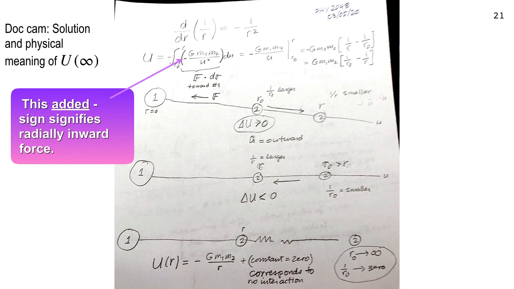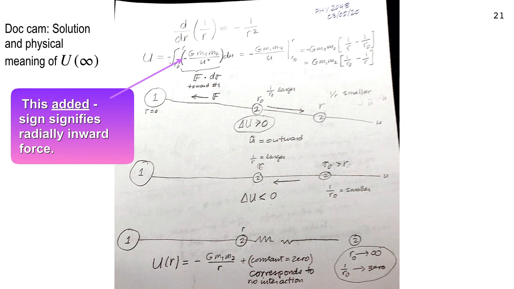And now, let's do it this way. G M1 M2, and let's just reverse the order here. 1 over R0 minus 1 over R. And now it makes sense. Delta U will be positive. All right. We corrected it. You know what I was doing? I was going by something from the book. But this is the actual force.